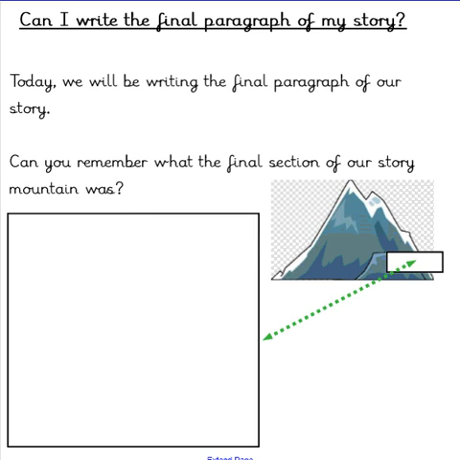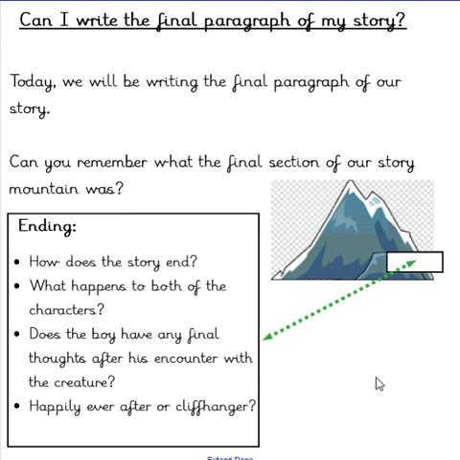Can you remember what the final section of our story mountain was? The final section to our story mountain is the ending. In this paragraph, we will need to think about what happens to both of the characters, the boy and the creature. Does the boy have any final thoughts after his encounter with the creature? Does our story end with a happily ever after ending or a cliffhanger? These are all things that we will need to consider for this paragraph.